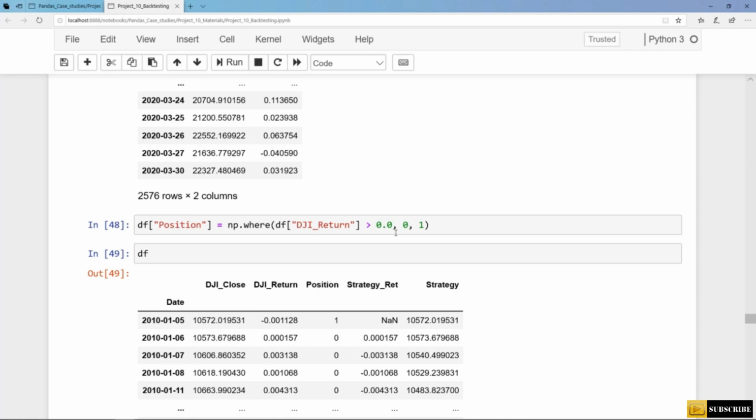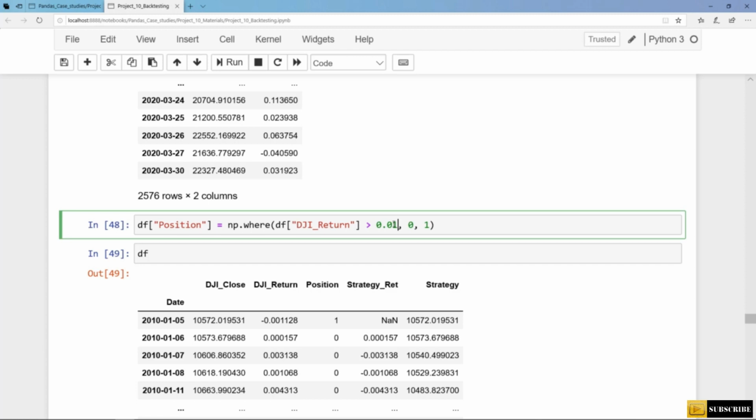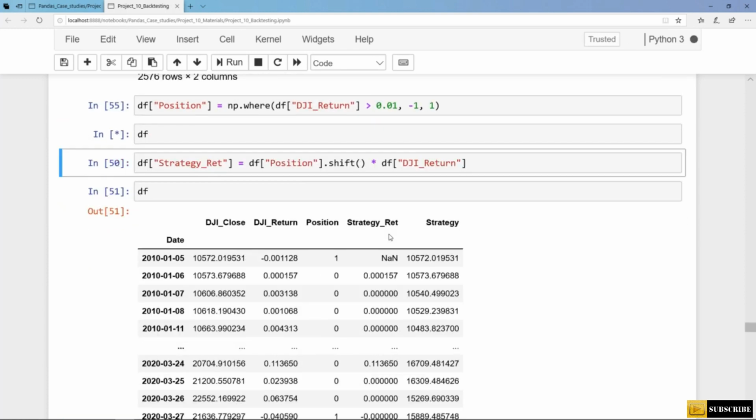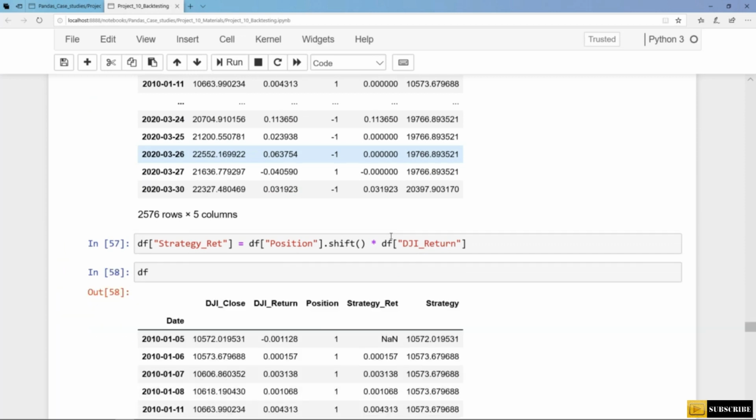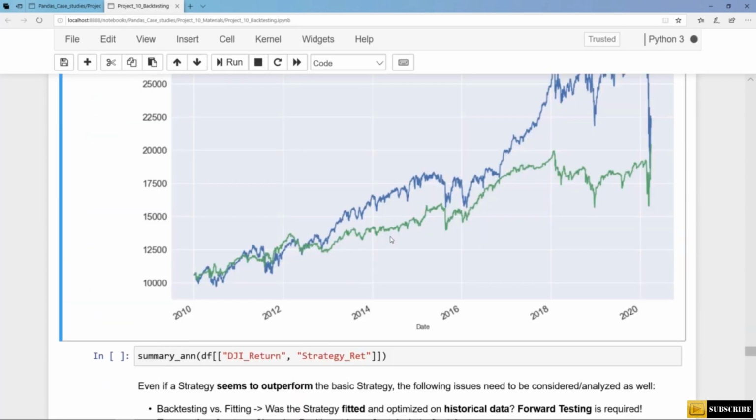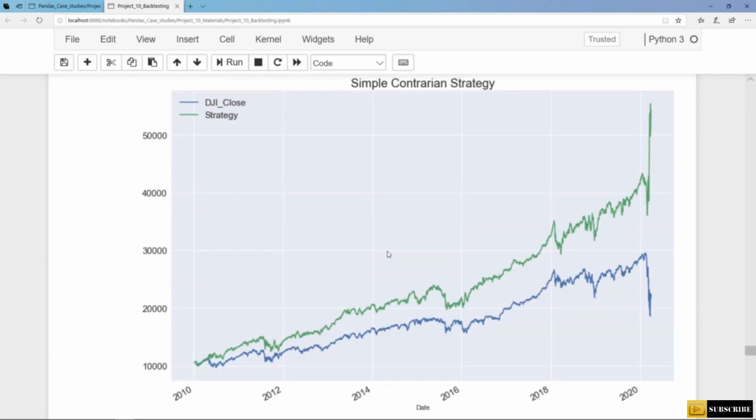And for instance, we could do the following. It's not necessary to have 0 here. Our condition could also be, for instance, that whenever today's return is higher than 1%, then tomorrow we will short sell the Dow Jones index. And if today's return is equal or lower than 1%, then tomorrow we take the long position. So let's backtest this here. And obviously this strategy clearly outperforms our buy and hold strategy.